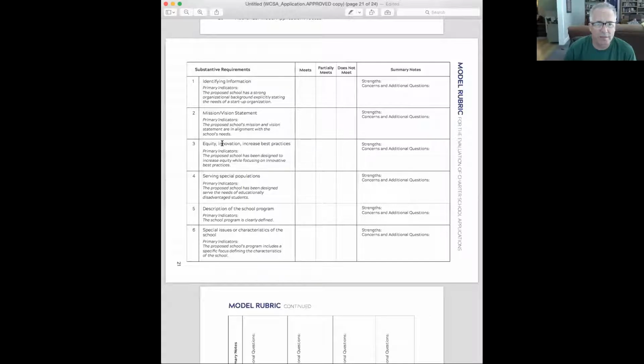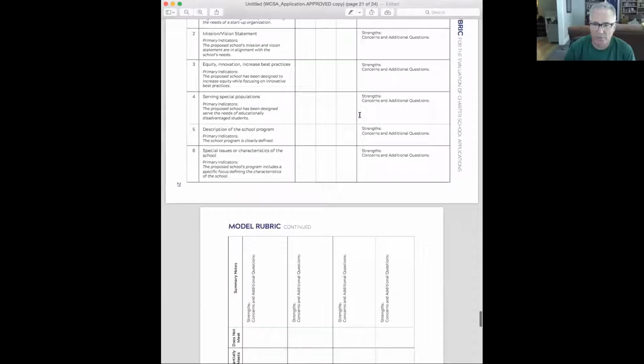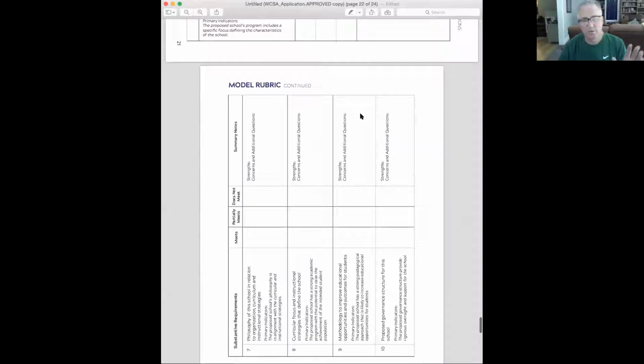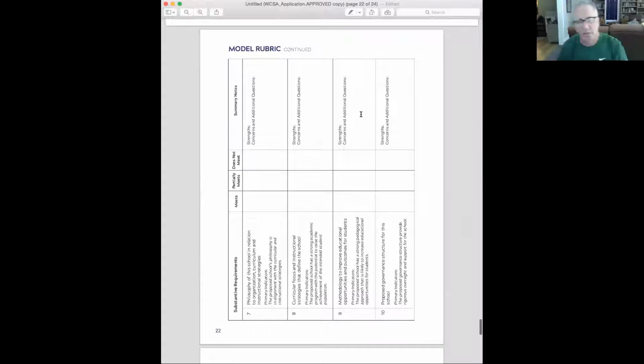It basically goes right down those model application categories and gives districts the opportunity to look at a 3-level potential rubric and talk about strengths or ask concerns and additional questions, so that application processes can be a process of give and take, continuous improvement, and meeting the needs of both the district and the chartering group that wants to get things started. And that rubric goes on for a couple pages here without having to go through all of it, because it does integrate very seamlessly to the model application.